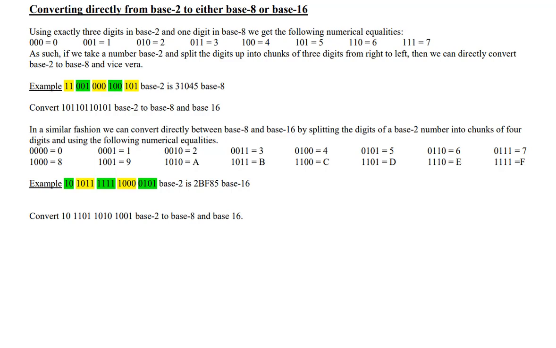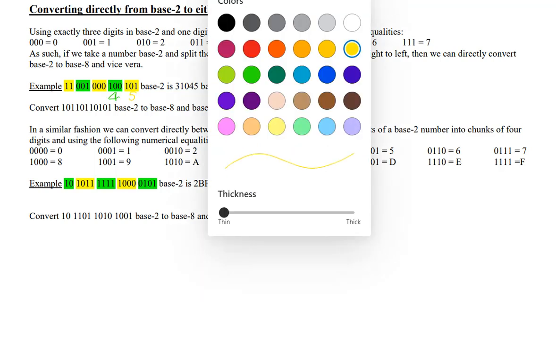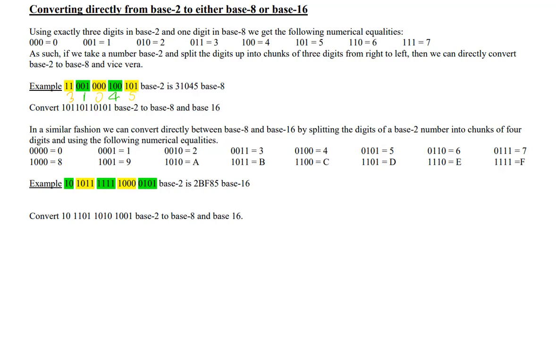That will give me a 5, as we know. And 100, that will give me a 4. And 000 is 0, and 001 is 1, and 11 is a 3. So this binary can be converted from base 2 to base 8 as 3, 1, 0, 4, and 5.